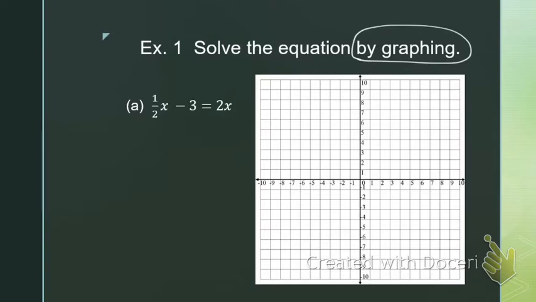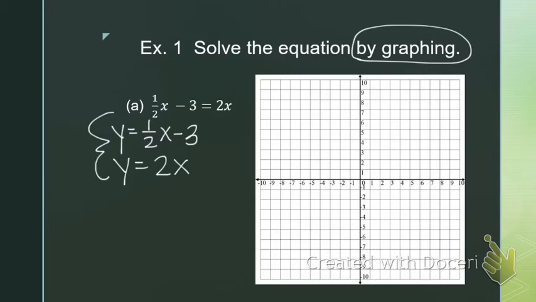So who's brave enough to tell me what they think the first expression in this problem is? 1/2 x minus 3. You have an expression on the left and you have an expression on the right. So let's take the expression on the left first and set it equal to y. So y equals 1/2 x minus 3. Now, someone new, give me the second equation that we're going to write. What's the second expression that we're going to set equal to y? y equals 2x. And now we have just created a system of equations.